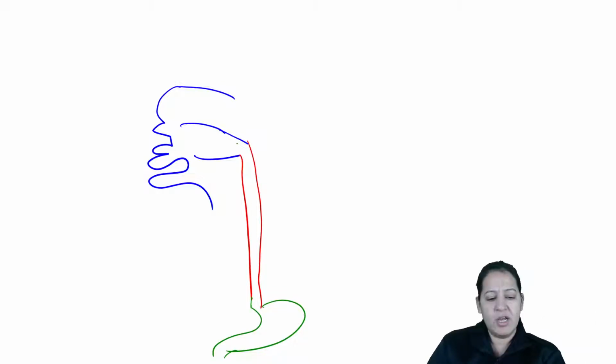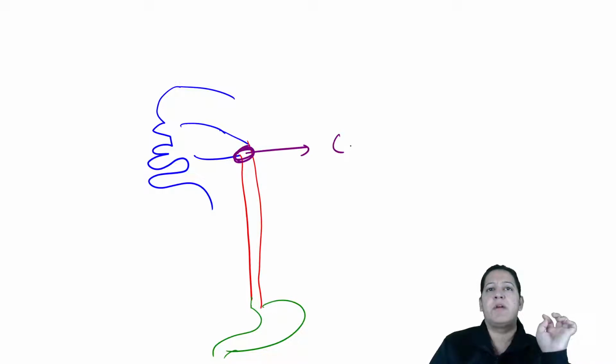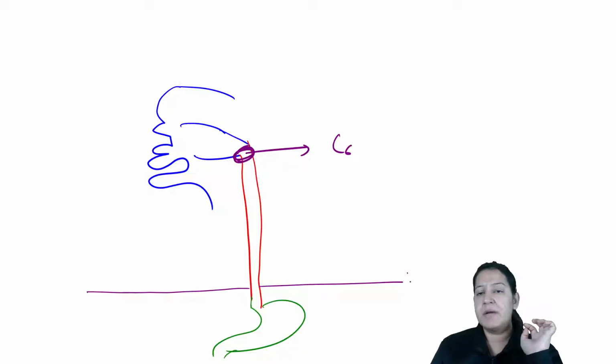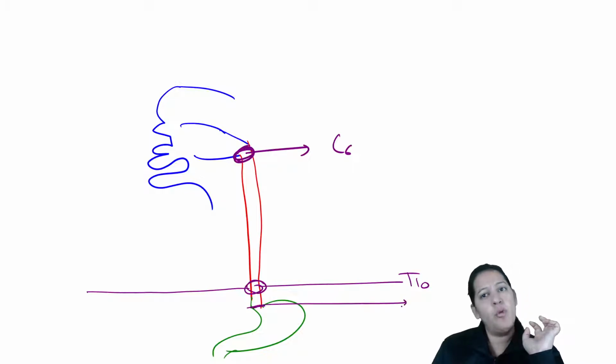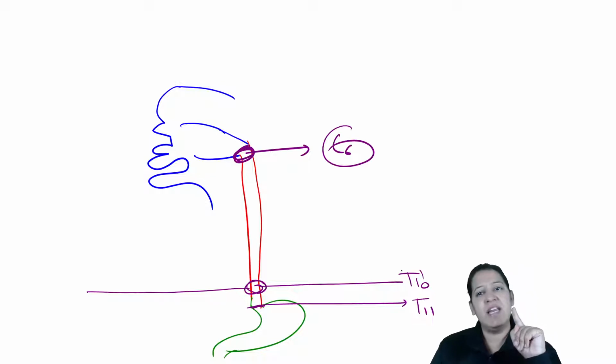What is the starting point? Here, the starting point is C6 vertebra. It starts at C6 vertebra. At T10, it passes the diaphragm. It crosses the diaphragm through esophageal hiatus. And at T11, it opens in the stomach. So learn three levels: C6, T10, T11.